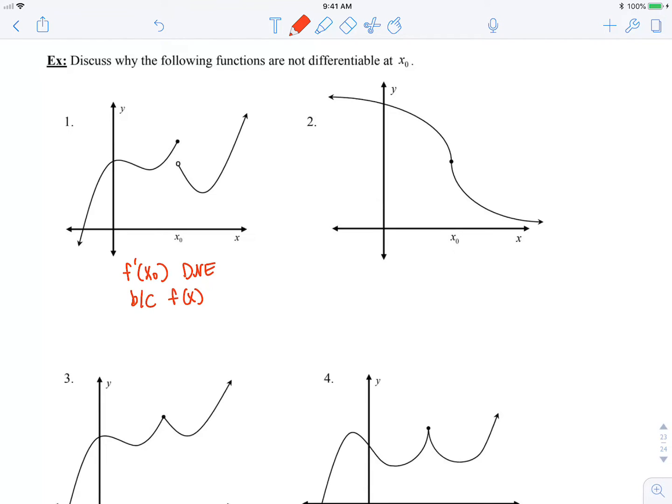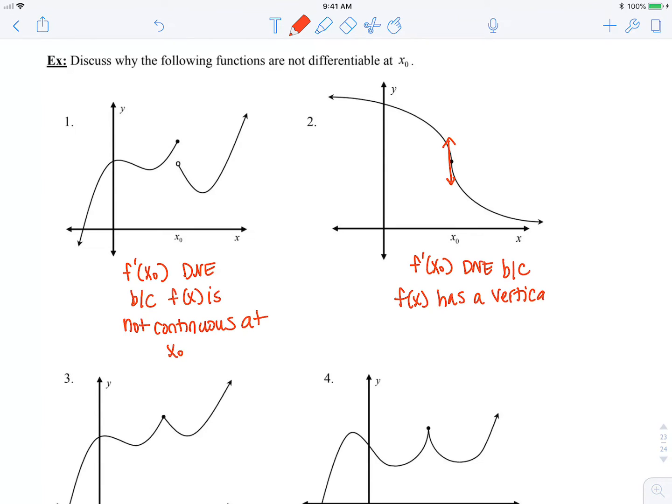because f of x is not continuous at x naught. We can see it has a jump discontinuity there, so therefore it cannot be differentiable. Now, if we're looking at number 2, this has a vertical slope, so f prime of x naught does not exist because f of x has a vertical tangent line.